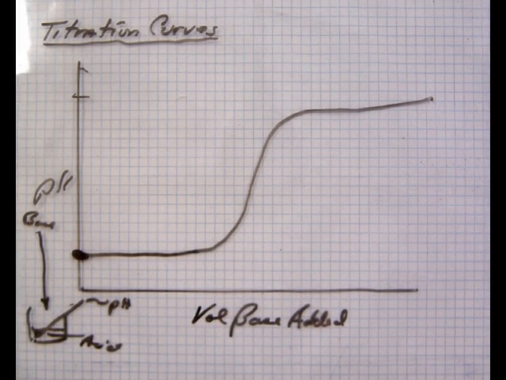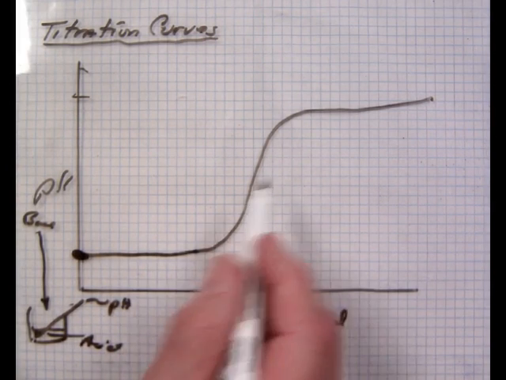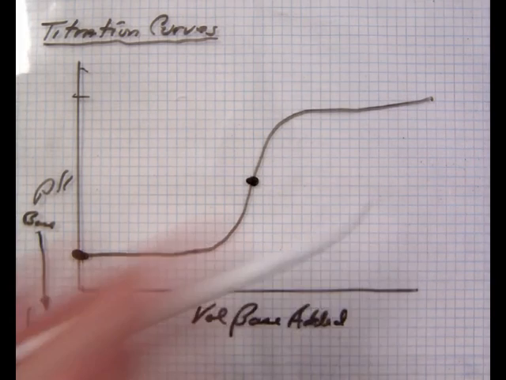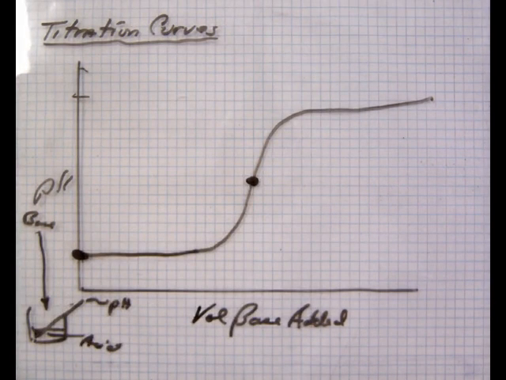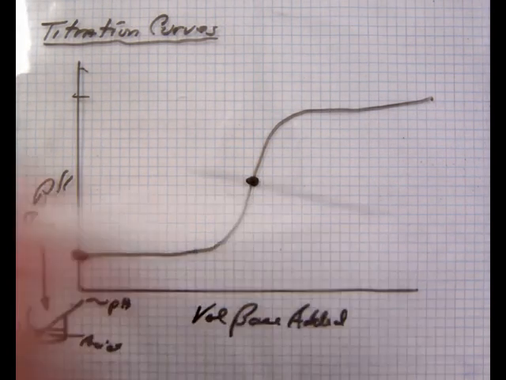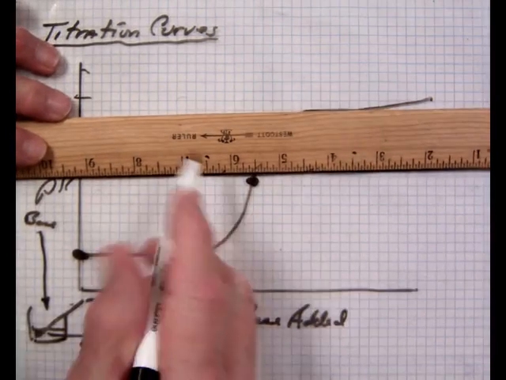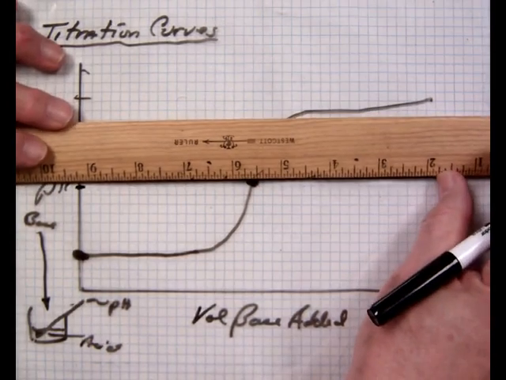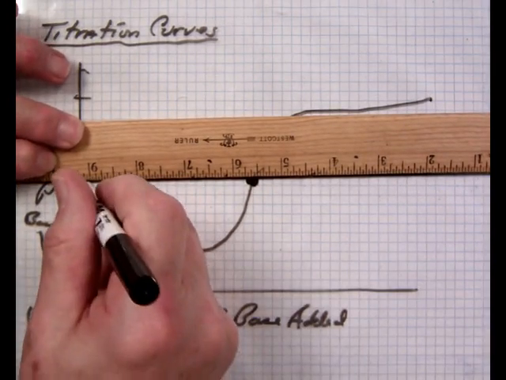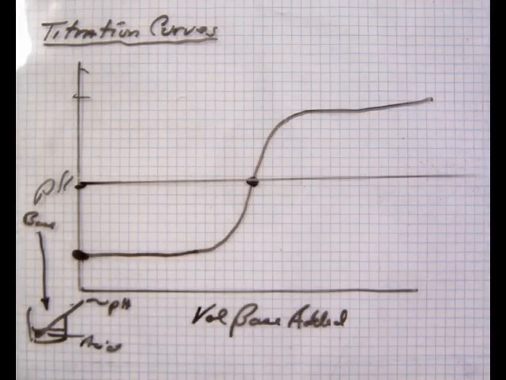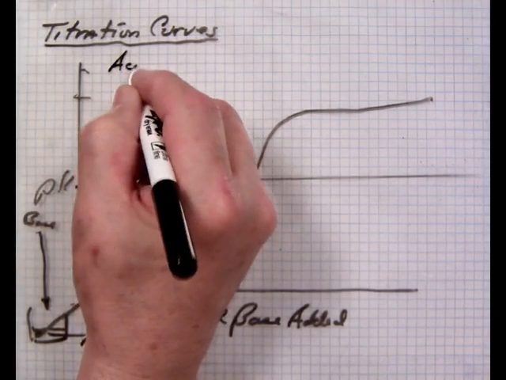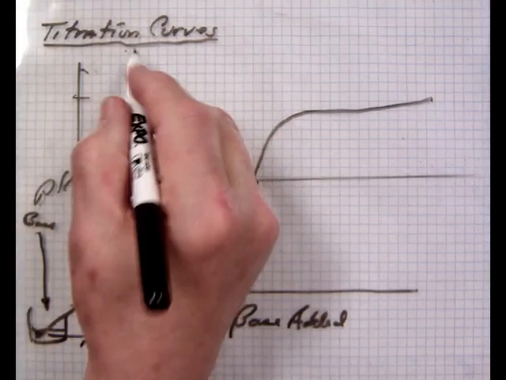Now, where's the equivalence point? Well, it's right in the middle of the inflection, right here. And it doesn't matter whether it's strong-strong, strong-weak, or weak-strong, or whatever. You're going to have a curve that looks like this, and right in the middle of the inflection is always the neutralization or equivalence point. So, there's your equivalence point. Let me draw us a little reference line right through here. Now, this is a base into an acid, sorry.